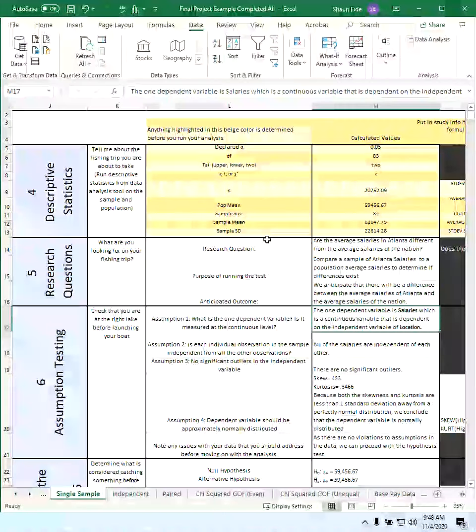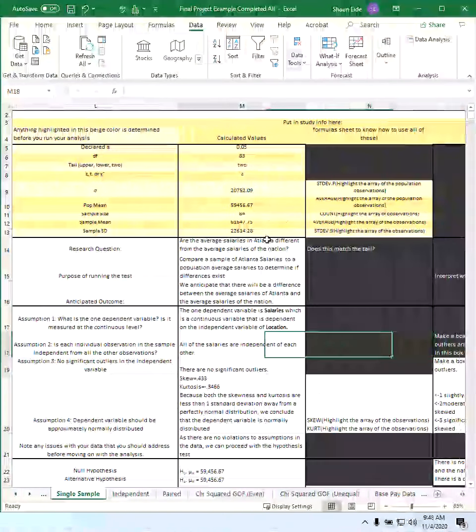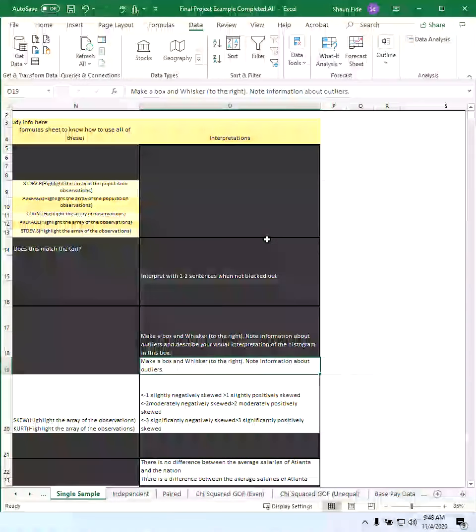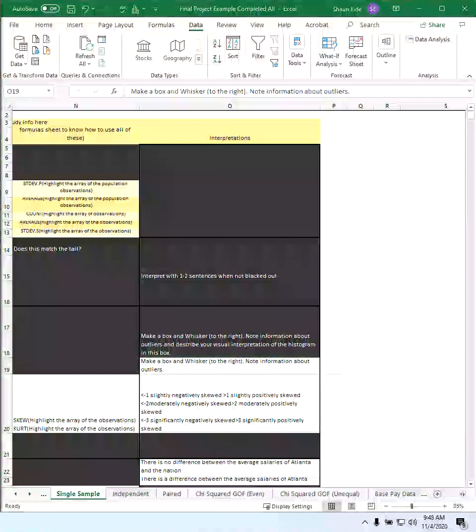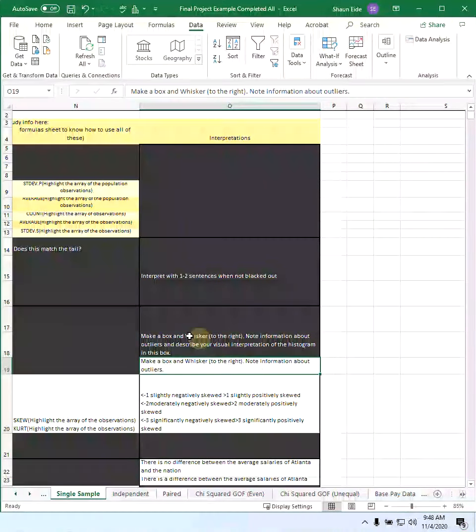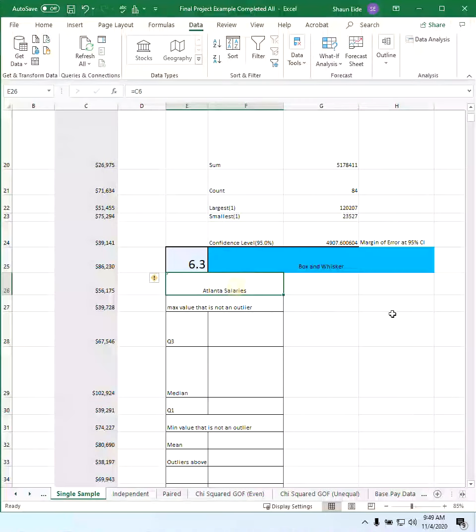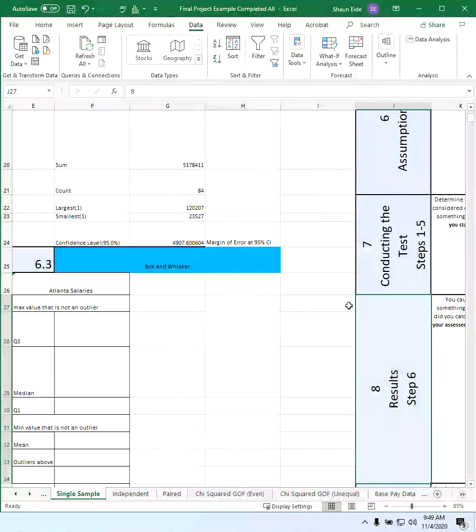So what we're going to put is, let's see here, all the salaries are independent of each other. That's all that you need to put. Assumption 3, there are no significant outliers in the independent variable. So for this, you need to make a box and whisker plot. You need to put your box and whisker plot. There's a spot for it, right here. So we're going to put your box and whisker plot right here.